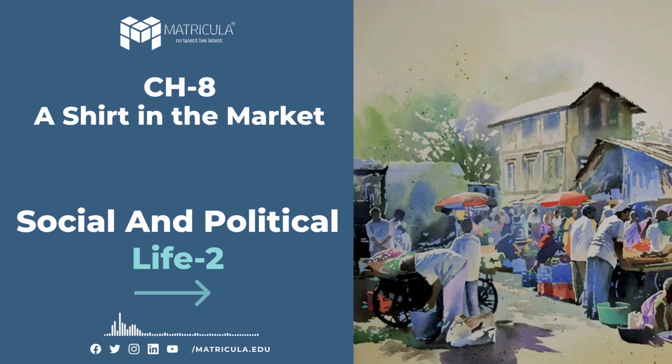We shall find out. Here on page number 92, there is a collage given in the form of a shirt. In this collage, some pictures are given, like the crop of cotton, two farmers in the field, cloth-making factory, and a cloth seller.